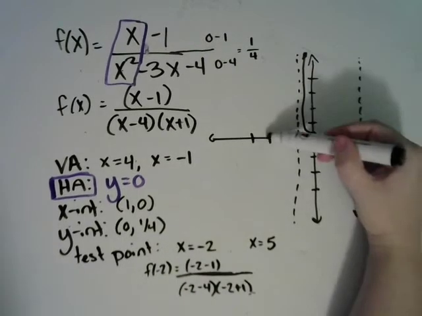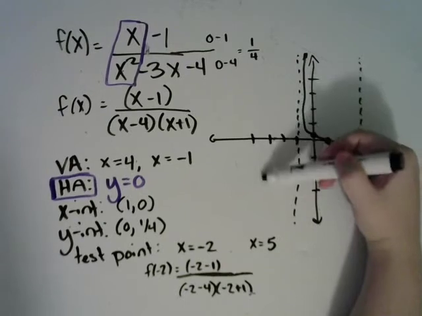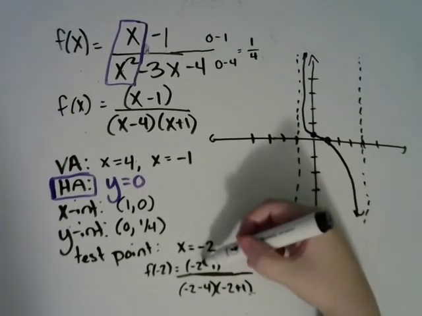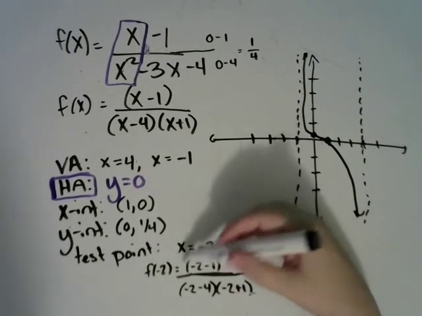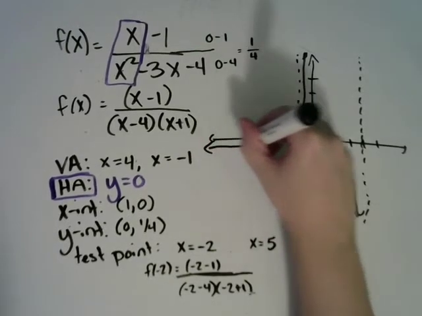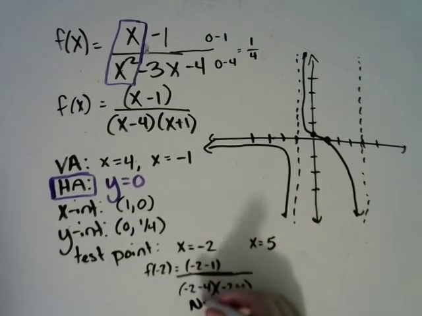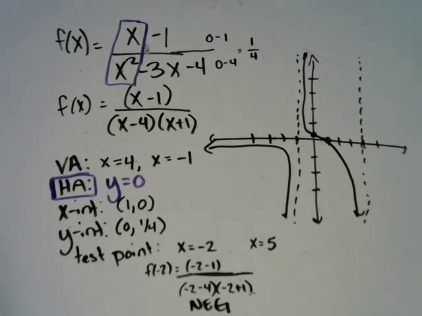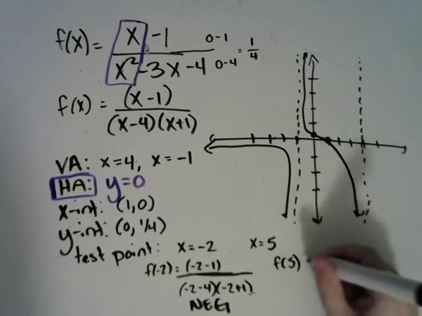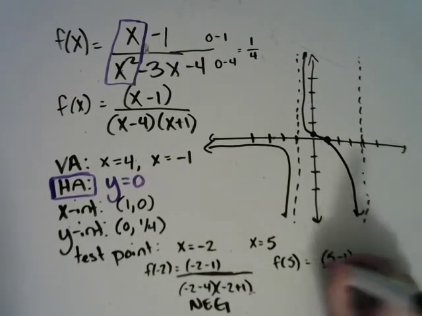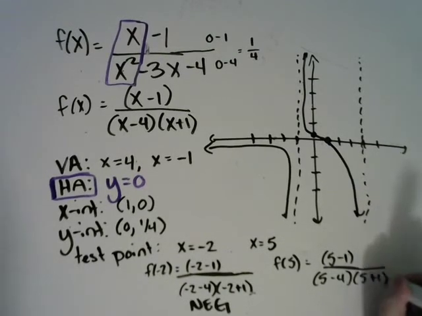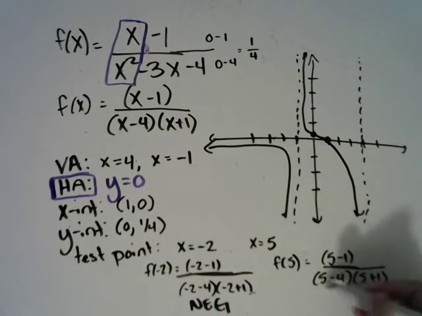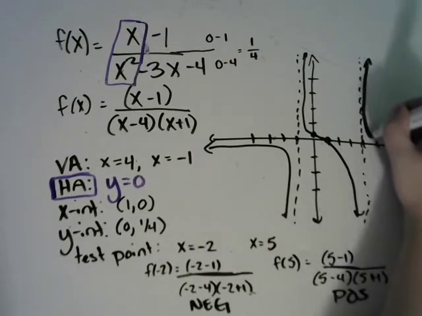And I just want to see if this is going to be more than my horizontal asymptote of 0 or less than my horizontal asymptote of 0. So I've got a negative 3, a negative 6, and a negative 1. And 3 negatives are going to keep my graph negative. So I'm going to graph it down here. For x equals 5, I need to find f of 5, which is 5 minus 1 over 5 minus 4 and 5 plus 1. And so we've got a positive, a positive, and a positive, which leads me to believe that this section of the graph is positive.